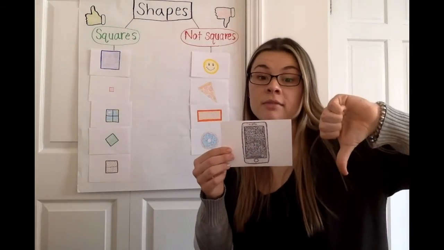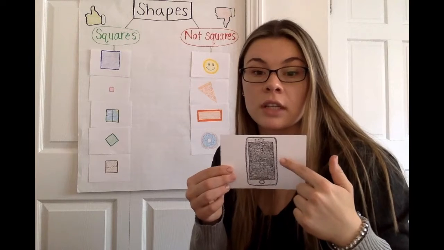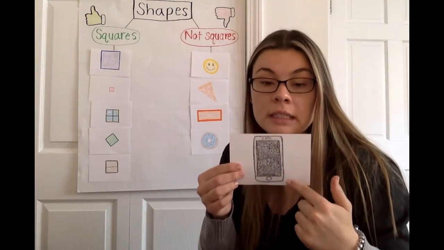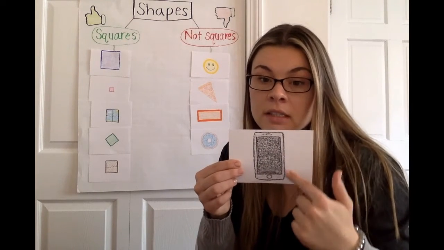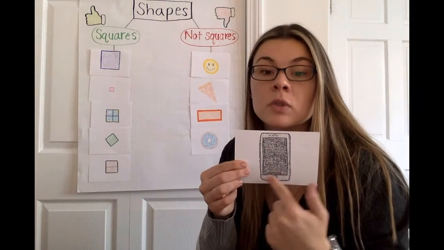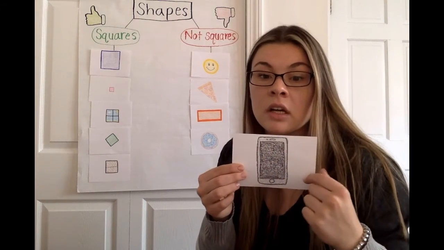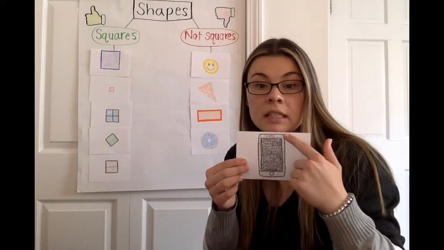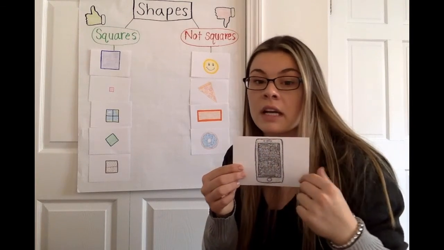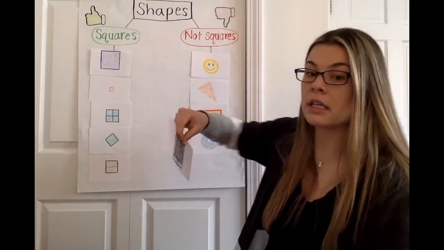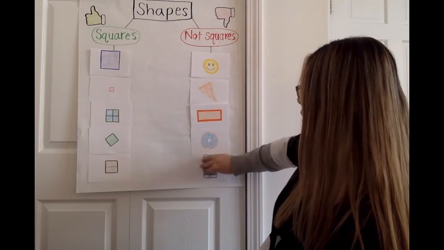Should have a thumb down. And hopefully you're sharing with somebody at home that the reason it is not a square is because these 2 side lengths are much longer than the 2 side lengths here. So even though it has 4 straight sides, it has 4 corners, the sides are not equal, so it is not a square.